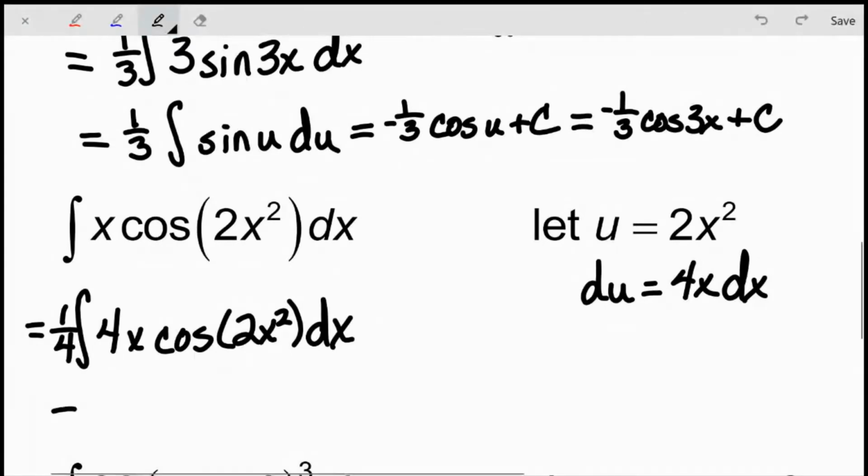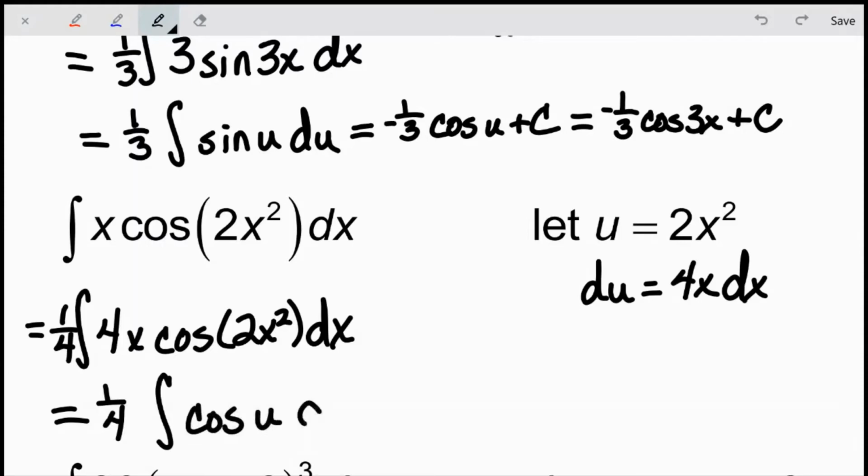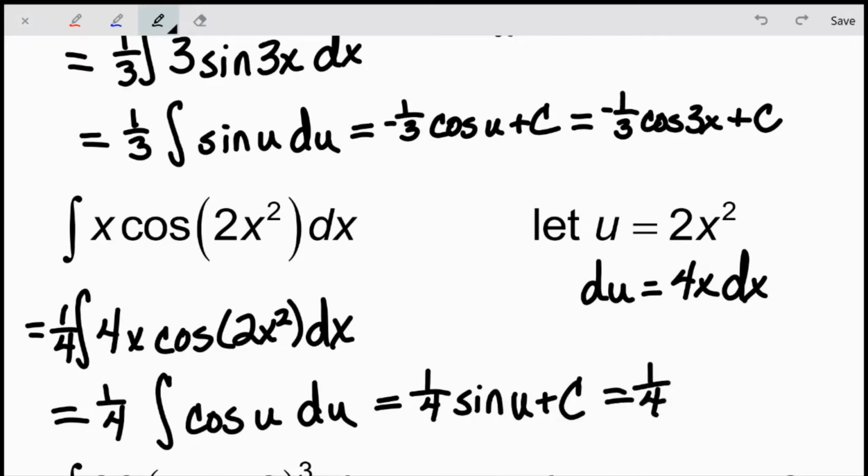So I'm going to do my u substitution. This cosine 2x squared becomes the cosine of u, and then the 4x dx becomes du. Now I've taken what seemed kind of complicated and turned it into a really simple antiderivative. So this will be 1/4 sine u plus c. And then in the end, I can do my back substitution, replace that u. This would be 1/4 sine of 2x squared plus c.